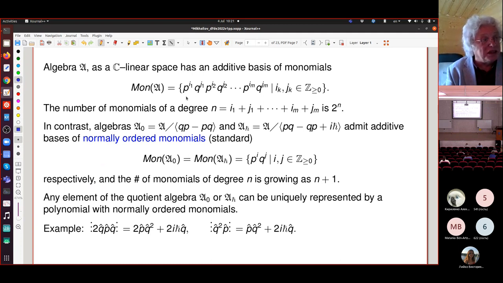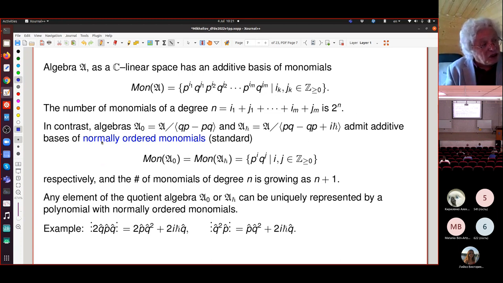This J can be zero, non-zero, and it's just any words. And if you fix the monomials of degree n, where the sum of all these degrees is n, there will be 2 power n different monomials. So this algebra grows a lot and is quite far from the commutative.